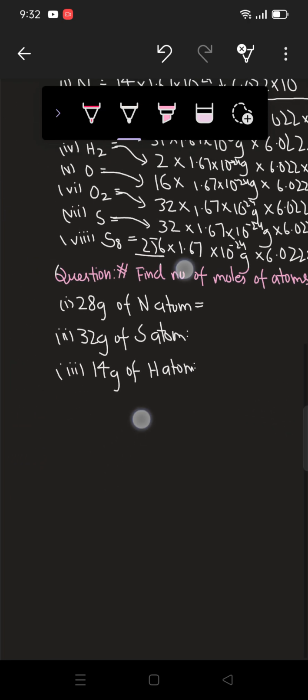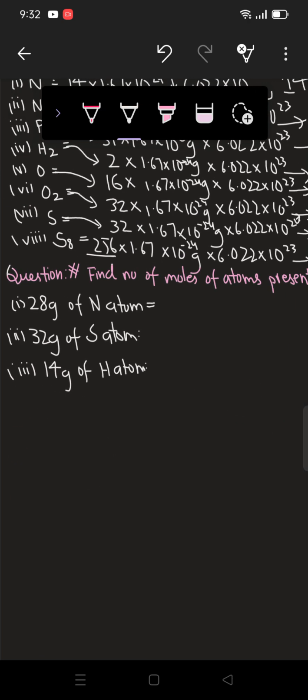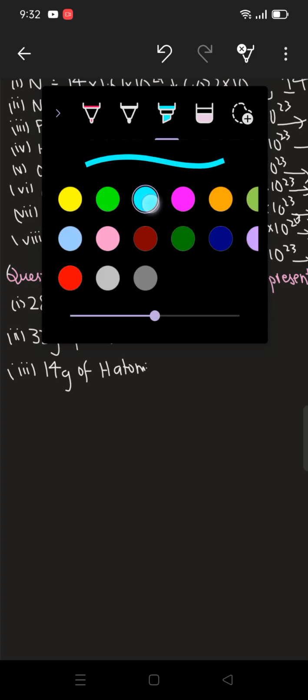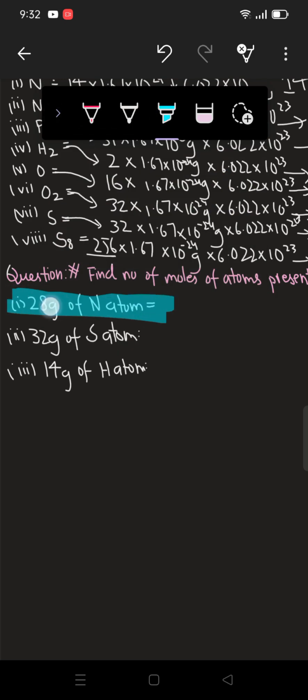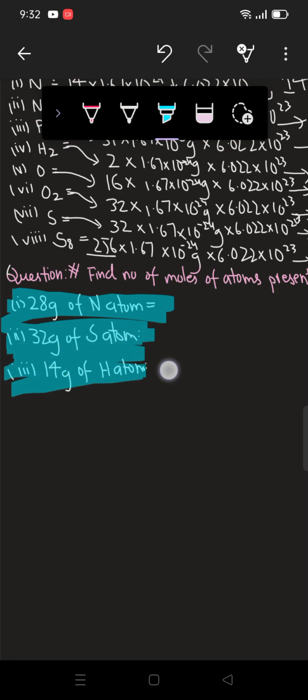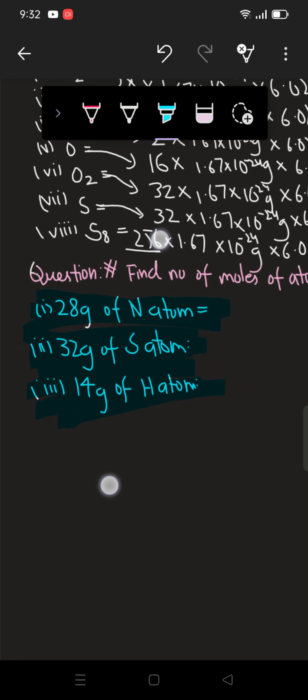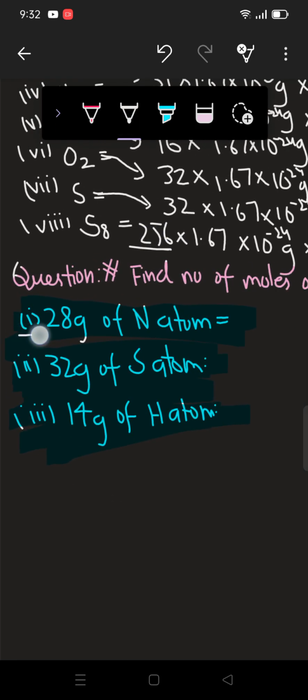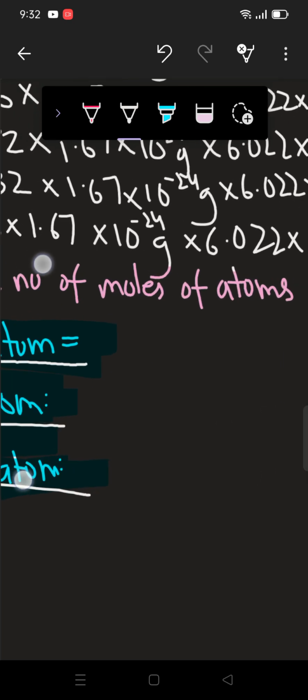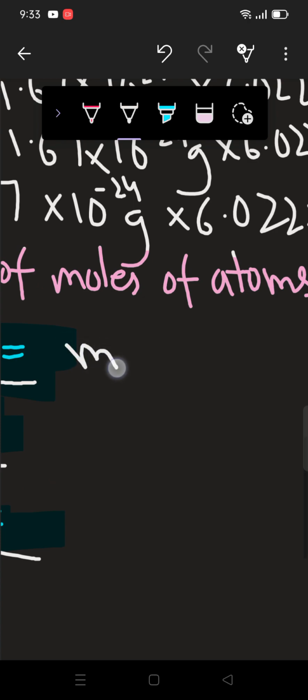Now we need to find the number of moles, and I have already told you the formula for it, right? Wait, let me just highlight this. Since I have already told you, if they have asked to find the number of moles, they must have given the mass in the question. So as you can see, they have already given the mass. Now the formula is mole is equal to given mass per molar mass, right?